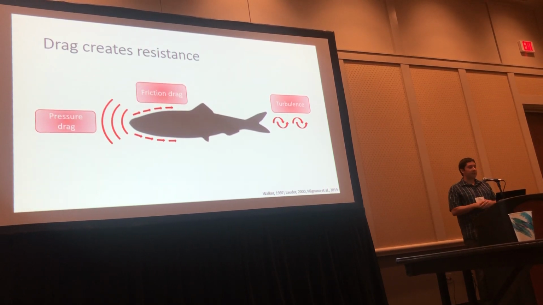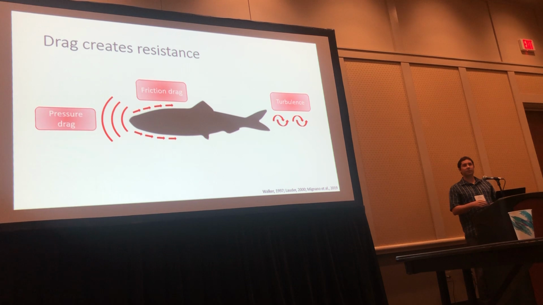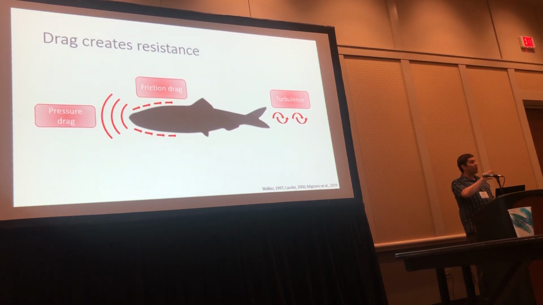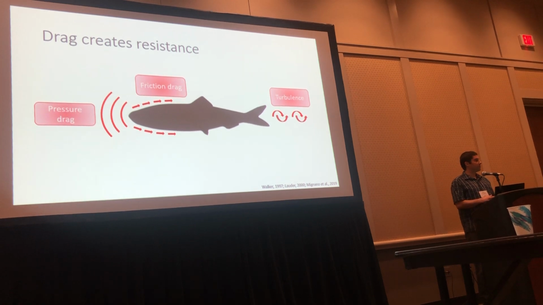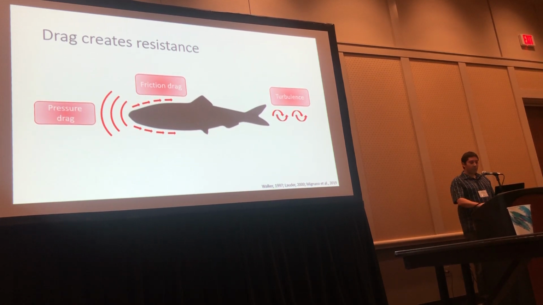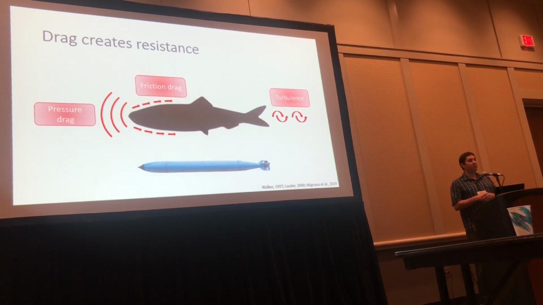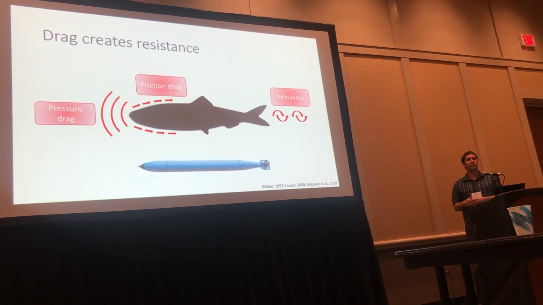And then we have a second source of drag, which is friction drag, which is when water does not flow evenly across the body of the fish, again generating turbulence. One way to reduce both these sources of drag would be to have some kind of fusiform morphology, much like this torpedo that we have here.